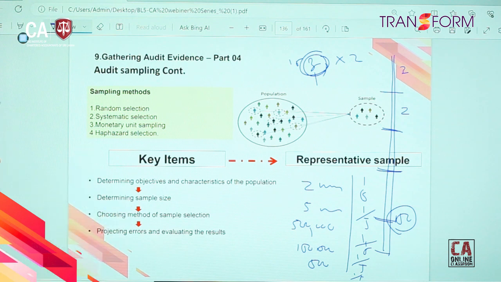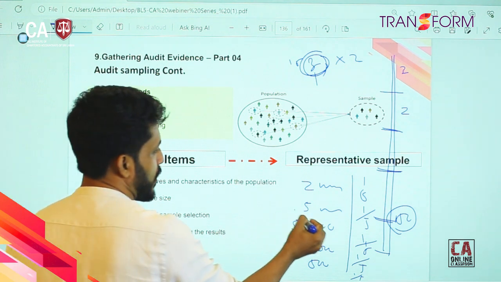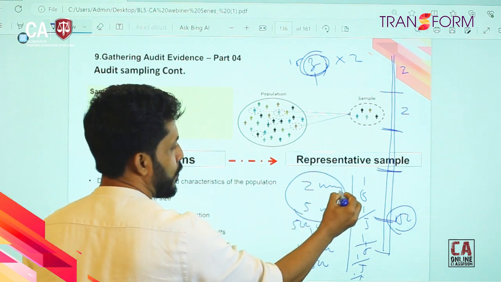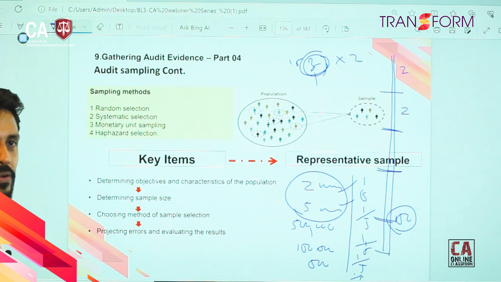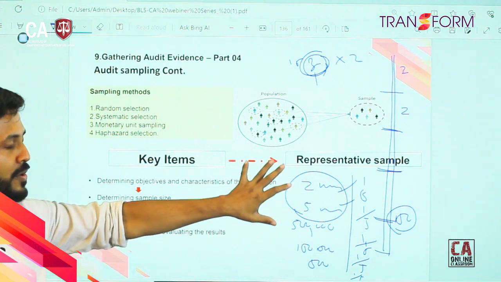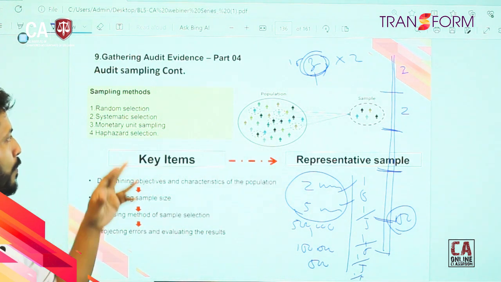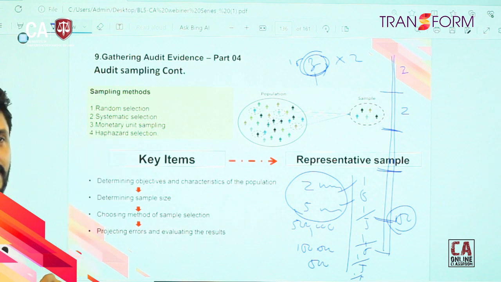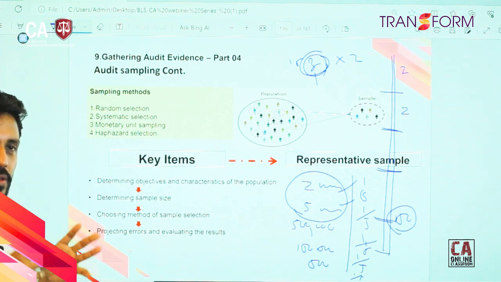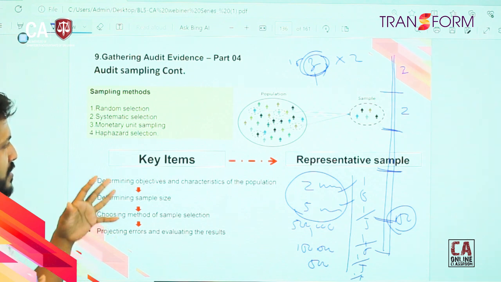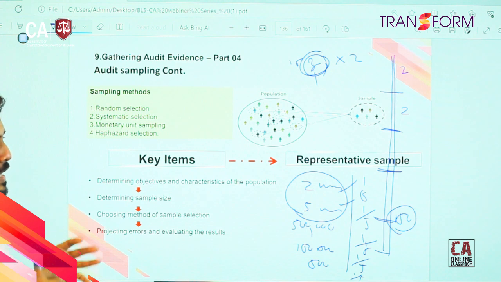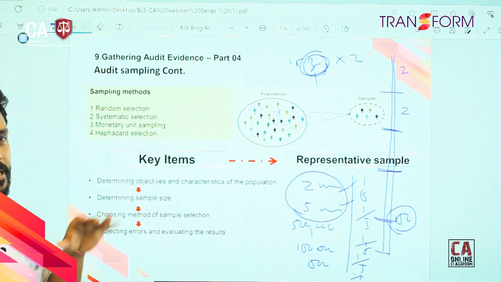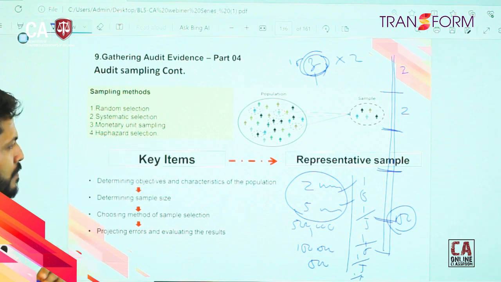Monetary unit sampling: here we must give priority to the monetary units, so we select the 2 million and 5 million items first. So we are giving high priority to high value items, monetary unit sampling. Haphazard selection: based on judgment you can select your sample, based on the risk and the judgment. So likewise we have different sampling methods that can be used for your TOC plus substantive procedures. This is a common topic we are discussing here, right?